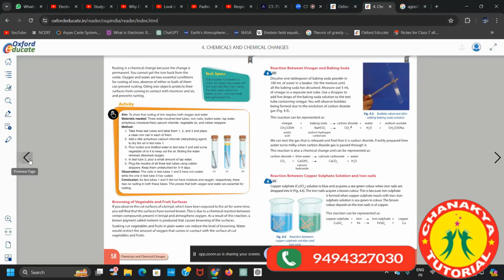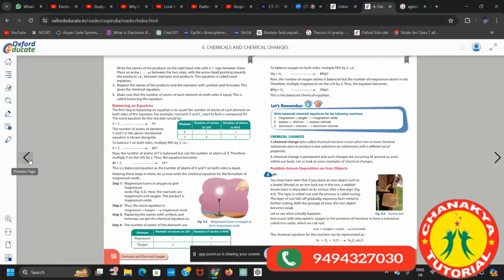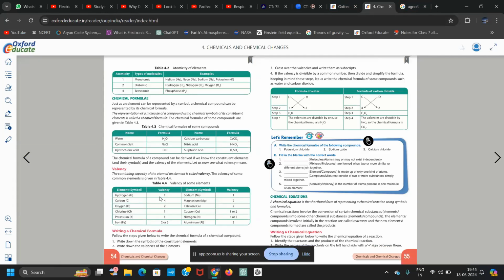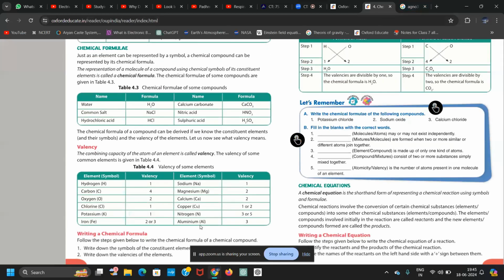My thing is in this chapter. Yes, ma'am, this chapter only. You can see we have some atomicity and valencies here. Hydrogen valency is 1, carbon is 4. Ma'am, you saw AlCl3 here. Aluminum has the valency 3. So 3 into 1 is 3. So it will be AlCl3, right? Yes, this valency.